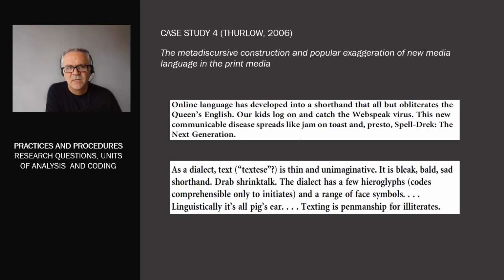And then the second one. As a dialect, text or textese is thin and unimaginative. It is bleak, bald, sad shorthand, drab shrink talk. The dialect has a few hieroglyphs, codes comprehensible only to initiates, and a range of face symbols. Linguistically, it's all pig's ear. Texting is penmanship for illiterates.